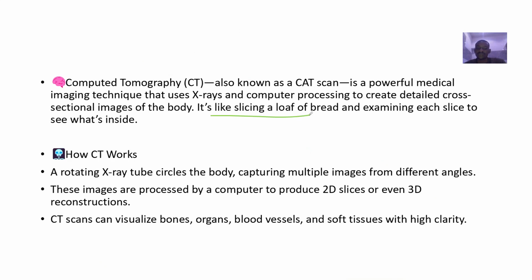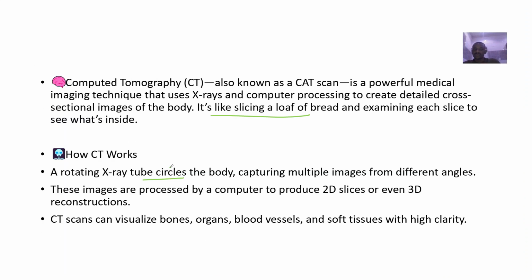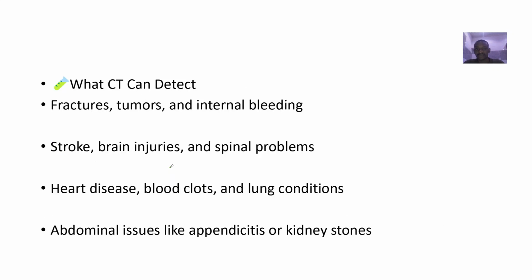A rotating X-ray tube cycles the body, capturing multiple images from different angles. Alright, so can you see when you go here? Okay, the X-ray is basically here, and it's cycling till it takes a lot of pictures. So these images are processed by the computer to produce 2D slices, even 3D reconstructions. So CT scans can visualize bones, organs, blood vessels, soft tissues with high clarity.